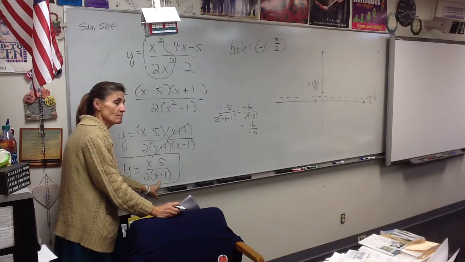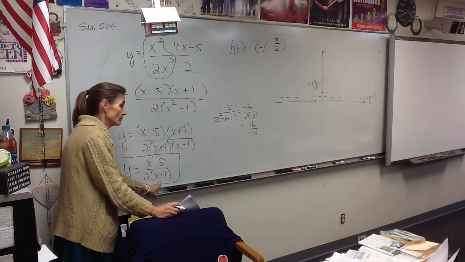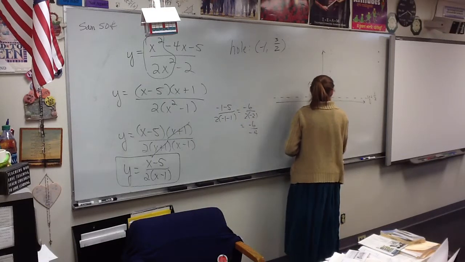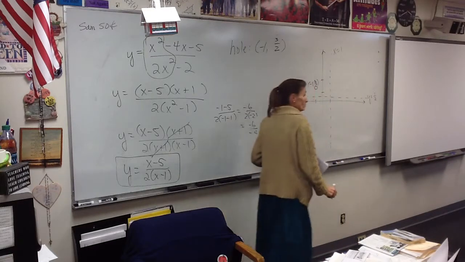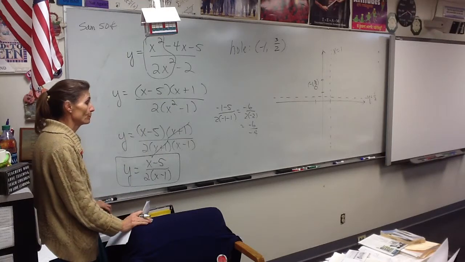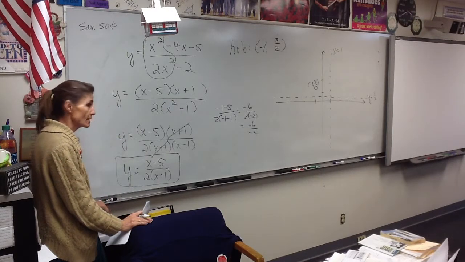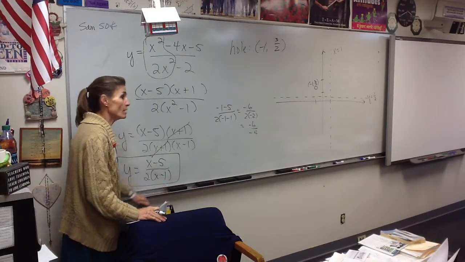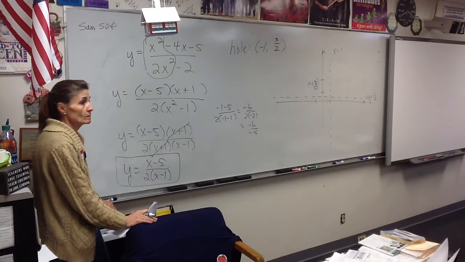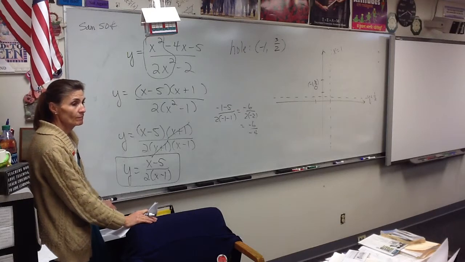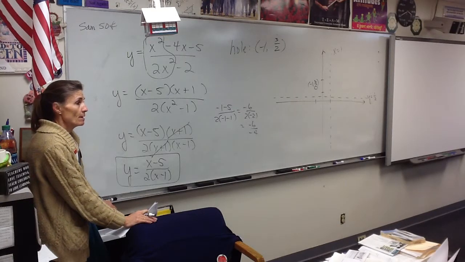What about a vertical asymptote? X equals 1. Vertical asymptotes come where the denominator equals 0. Does the 2 not affect that? Nope. It's the number that would make this 0. So we got 1 minus 1 is 0. The vertical is at 1 because I have an x minus 1 in my denominator.